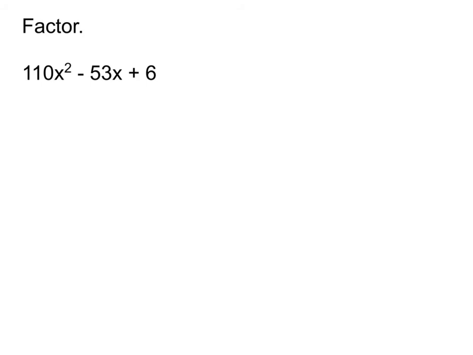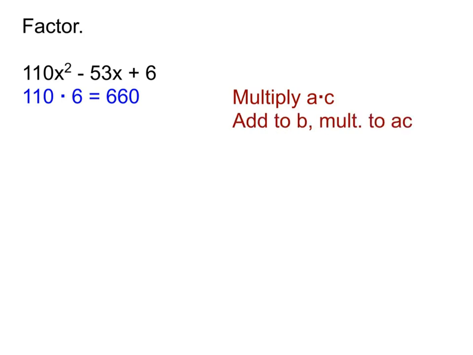All right, so in order to do the grouping method to factor this, and yes, you could still do guess and check, remember. This is just giving you another tool if you want it. So we are going to multiply A times C first. So that means I'm going to be doing 110 times 6, which gives me 660. Now I need to figure out what two numbers add to B, which in this case is negative 53, and multiply to AC, which is 660.